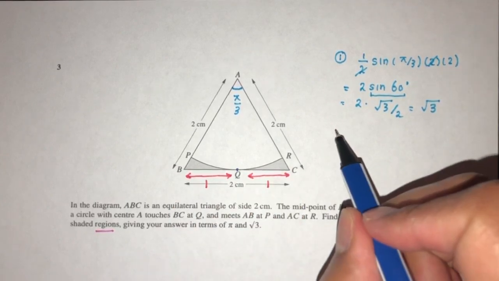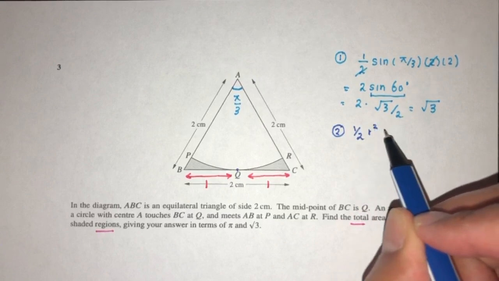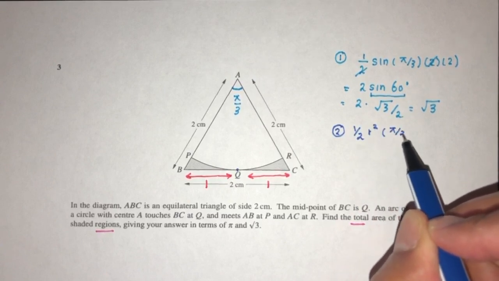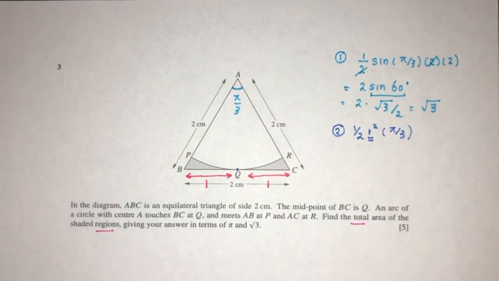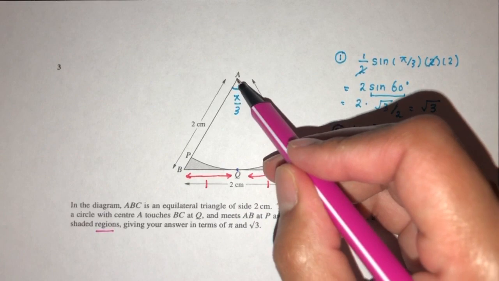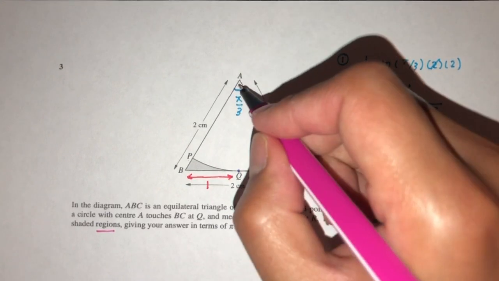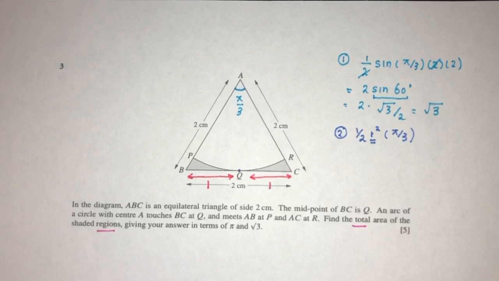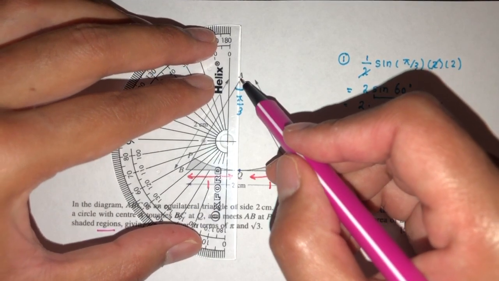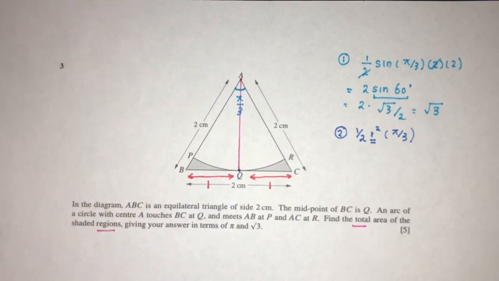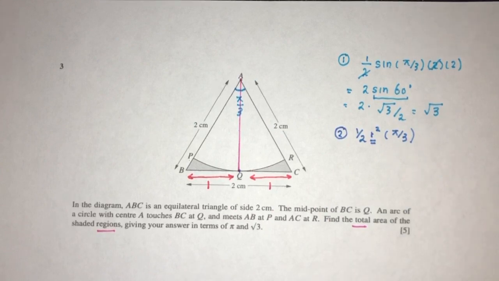Now we know to find area of sector we have to have half r square theta, which is the angle, pi over 3. But we don't know the radius. Now what is the radius and how do you find the radius? The radius will be the length AP or AB. But now if you do realize, if you were to join A to Q, it is also the radius, right? AP, AQ, AR, they are all the radius.